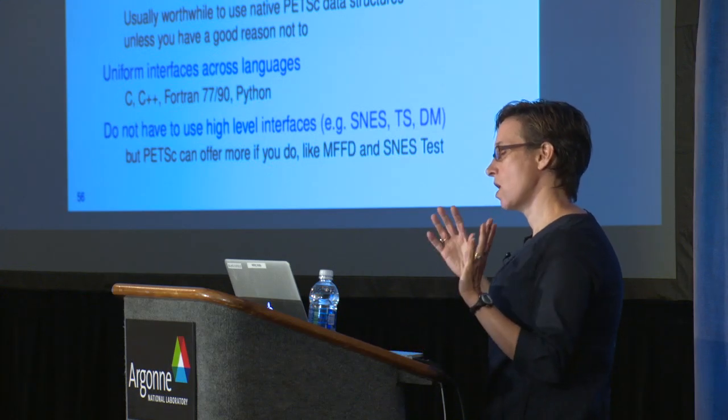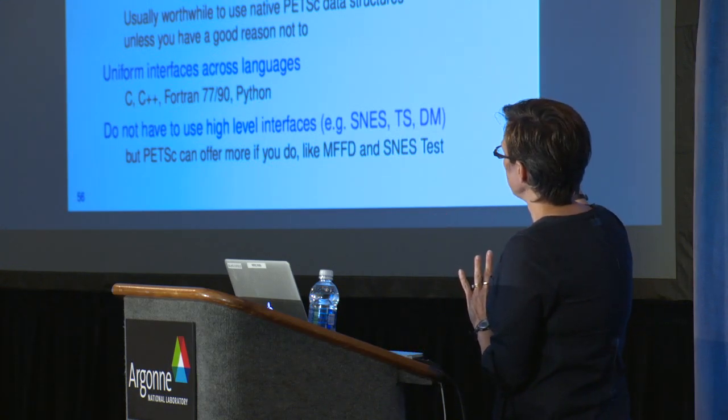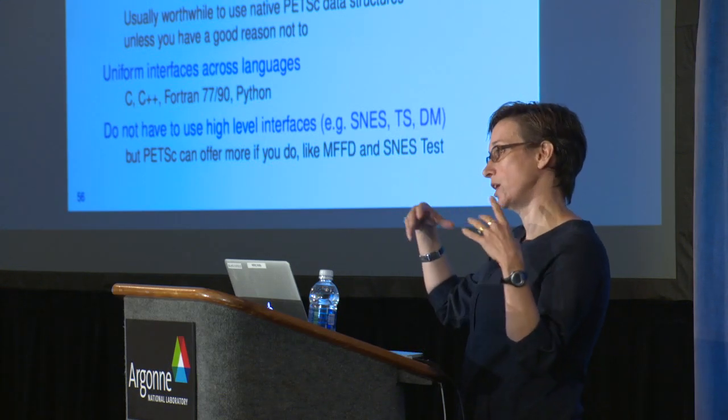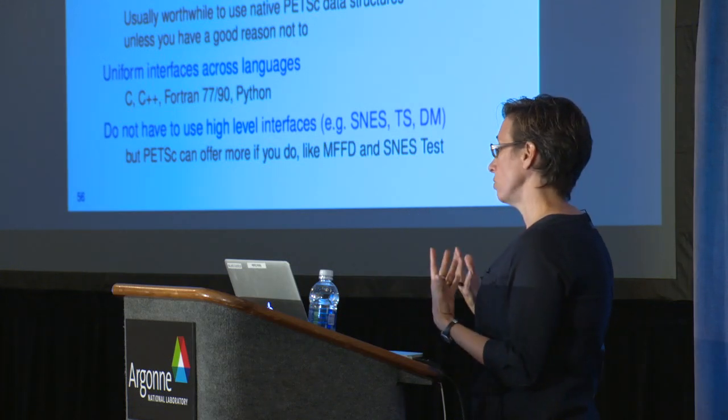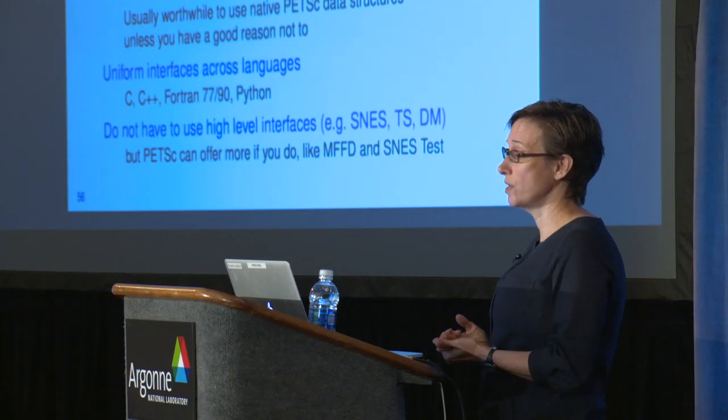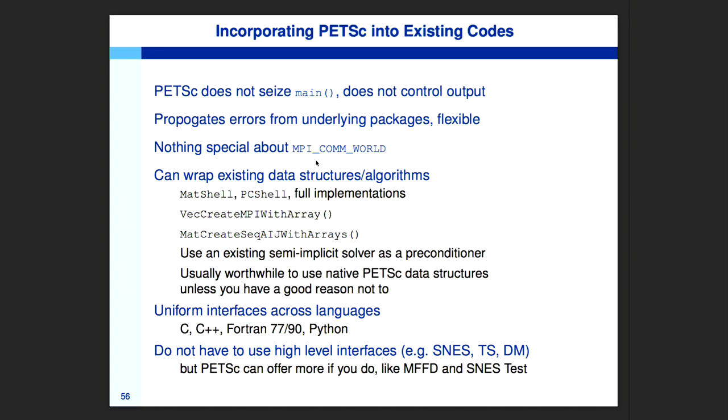We already talked about how PETSc is structured so that as an application code, you just call it as a library. It doesn't seize control of your main program, and it doesn't control the output. It propagates everything up to your main program. It also propagates errors from underlying packages. And then you indicate the communicator where you want to call the library.